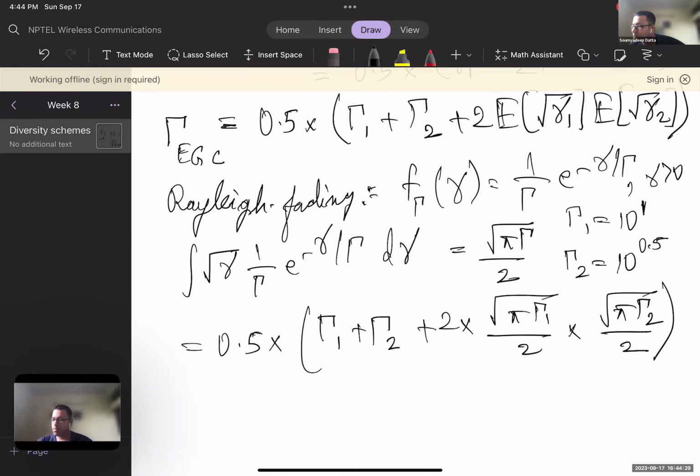So this kind of question will come, that average SNR, not the instantaneous value but the average value of SNR. So then you can just put in these values and get your answer.